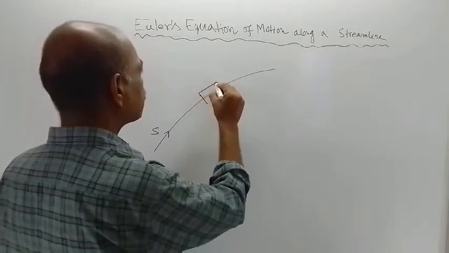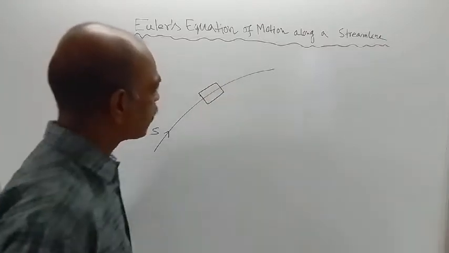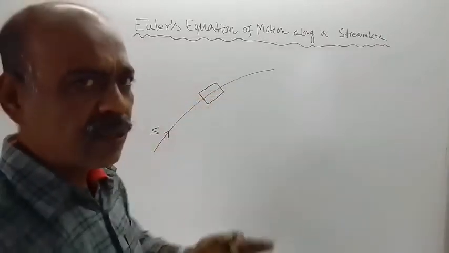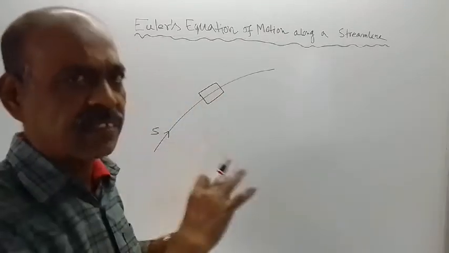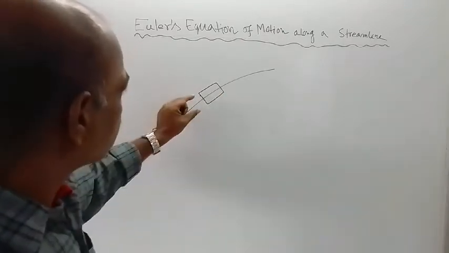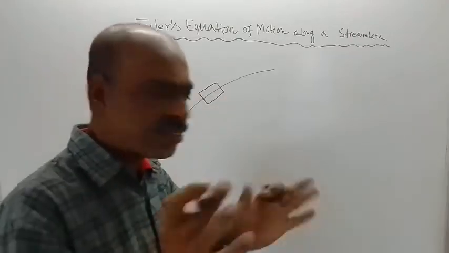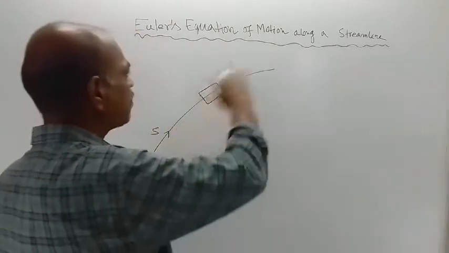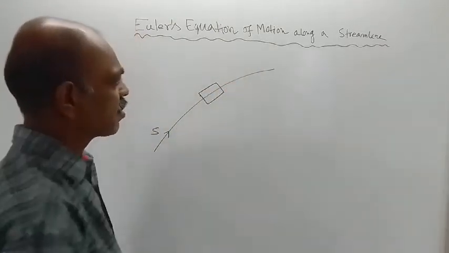And to derive the equation, we need to take one fluid element which is cylindrical in shape. This is a fluid element. You can see one view which looks like a rectangle, but it is actually a cylinder. That means this surface and this surface are actually circular. And this is the axis of the cylinder.